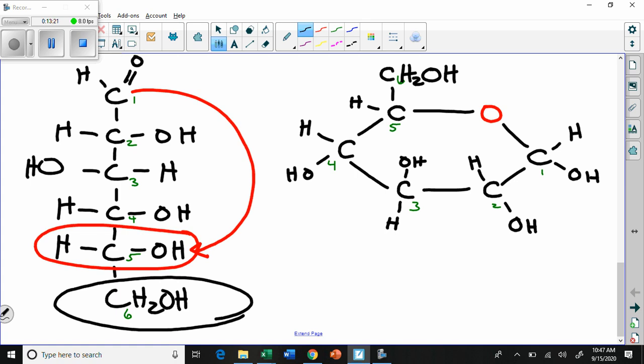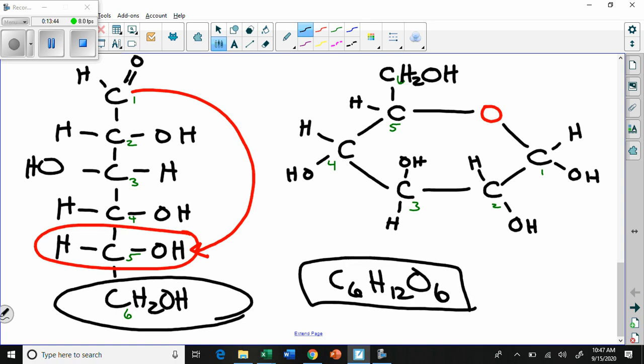So there's the molecule. And if I count it all up, I can count 1, 2, 3, 4, 5, 6 carbons. 3, 4, 5, 6, 7, 8, 9, 10, 11, 12 hydrogens. And 1, 2, 3, 4, 5, 6 O's. So I have not changed the C6H12O6 chemical formula. All I've done is rearrange it in a ring structure.